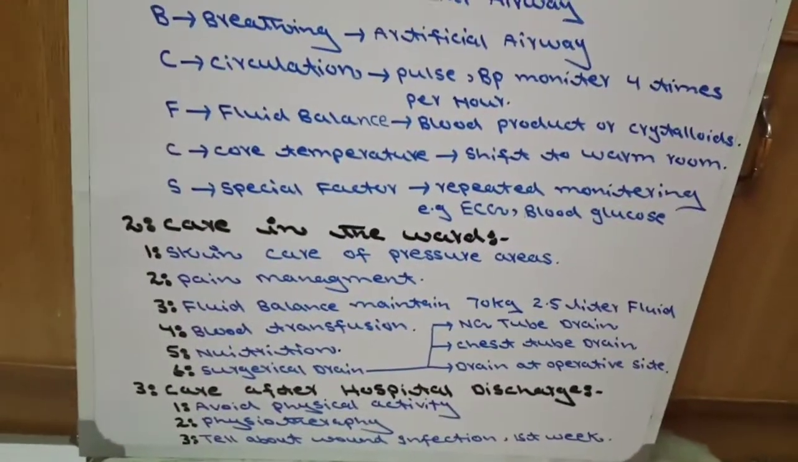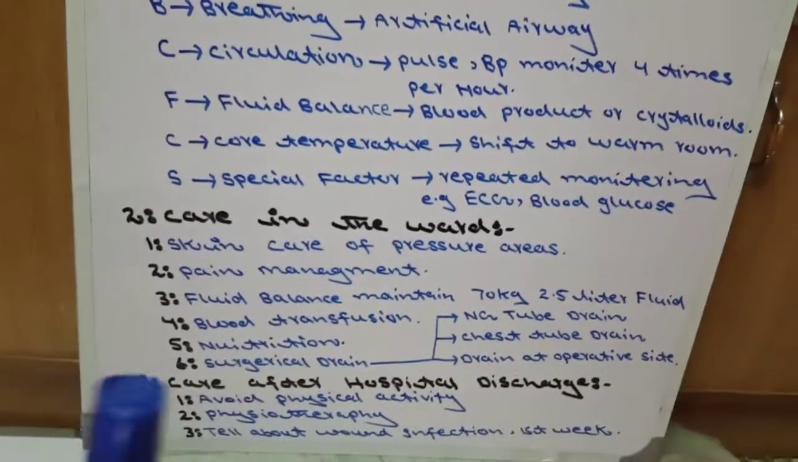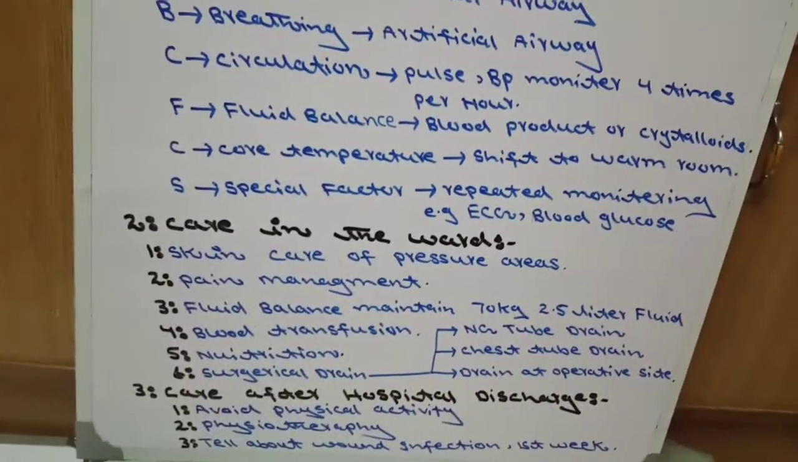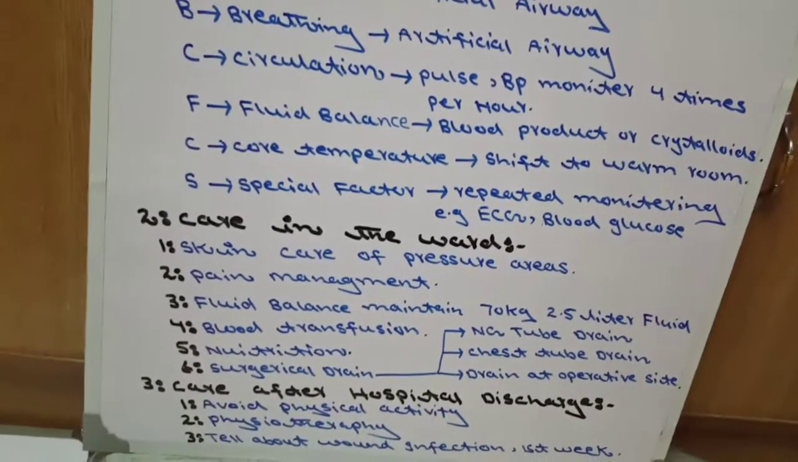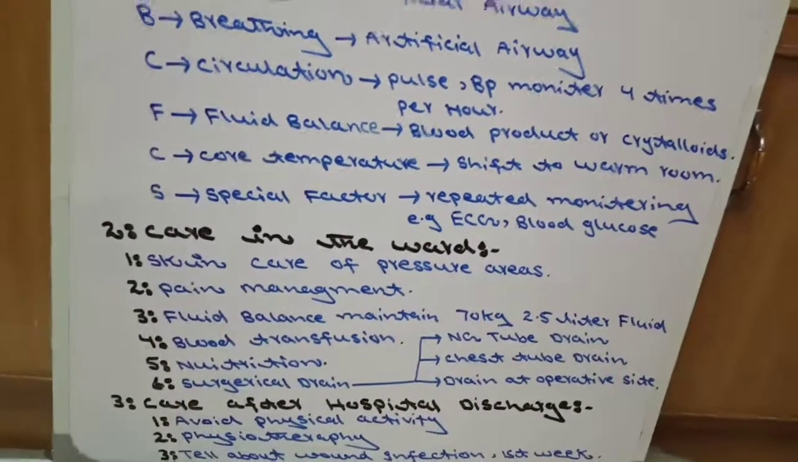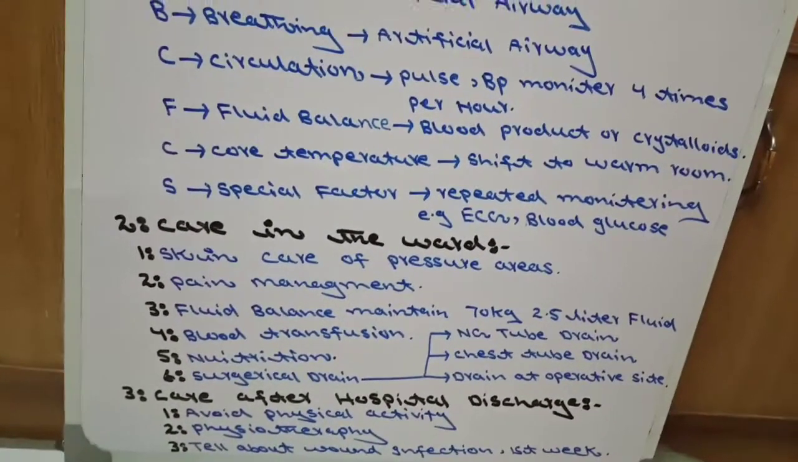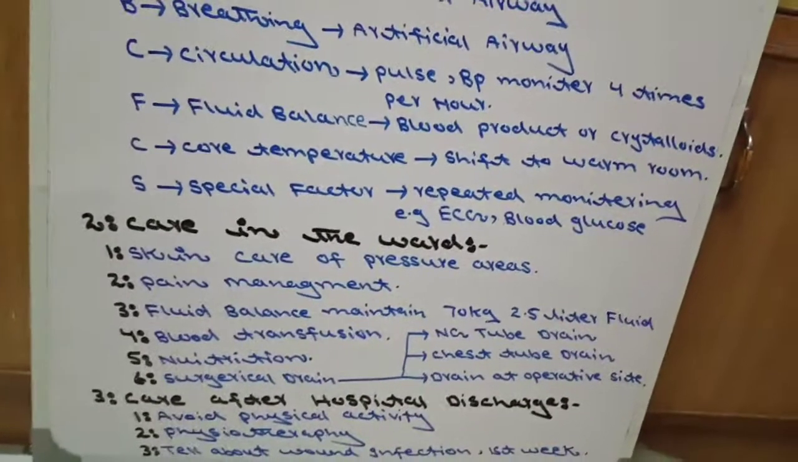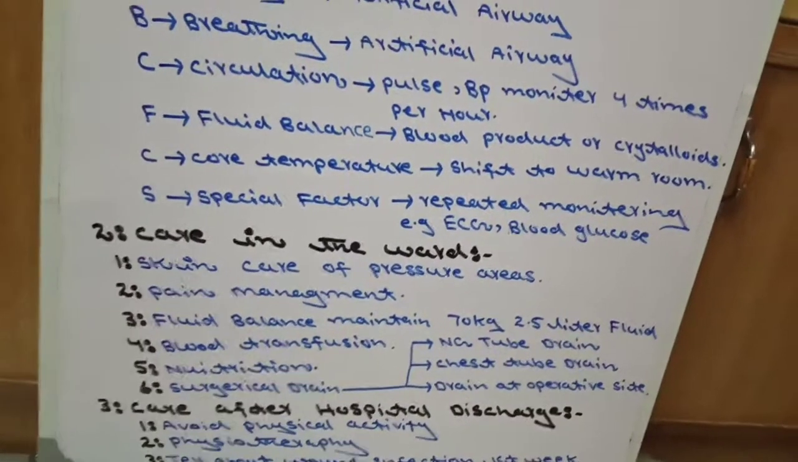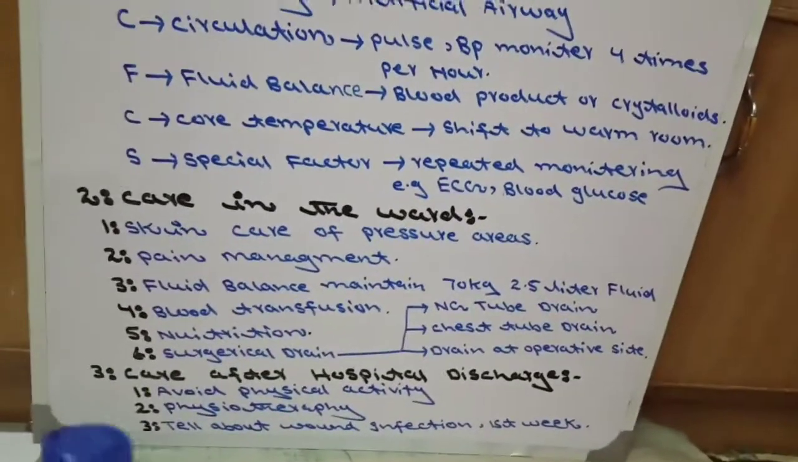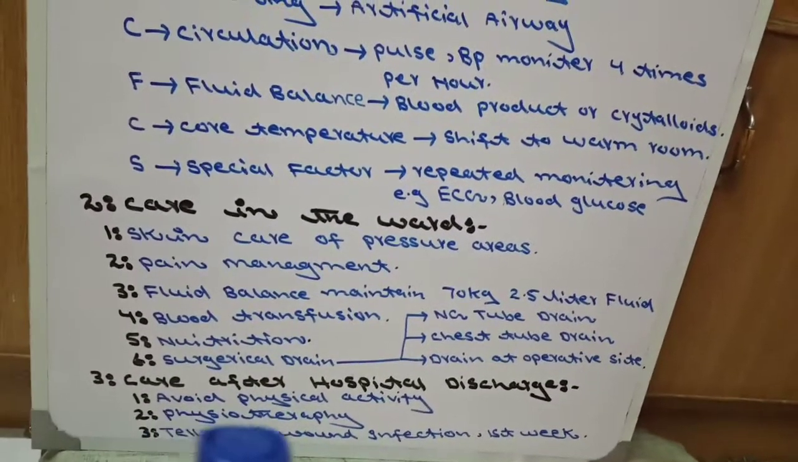When we discharge the patient from the hospital, we provide care after hospital discharge, which includes 3 things. Number 1, avoid physical activity. We should tell the patient they should avoid physical activity for a certain time. Like in orthopedics, when a patient's hand is broken, we tell the patient to avoid physical activity for 3 to 4 months. And also we provide number 2, physiotherapy.